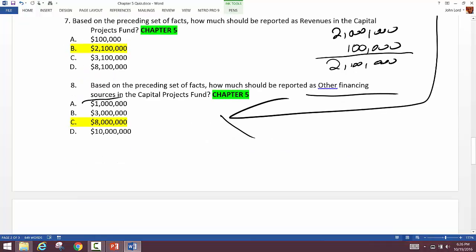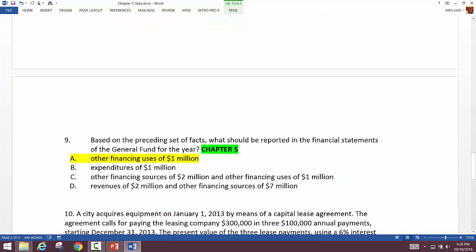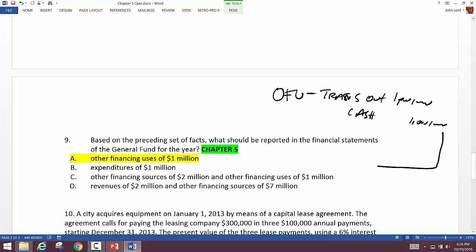Okay, good. How about for our buddy the general fund? What should it do in this transaction? It's going to debit other financing uses, transfer out, for $1 million. And we're going to credit cash for that $1 million. Okay, good. And that's another financing use.